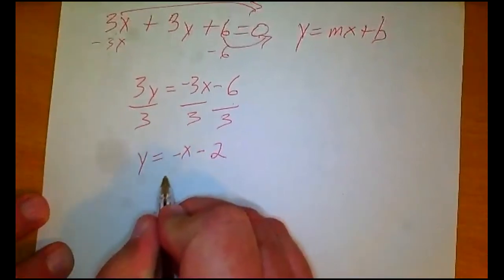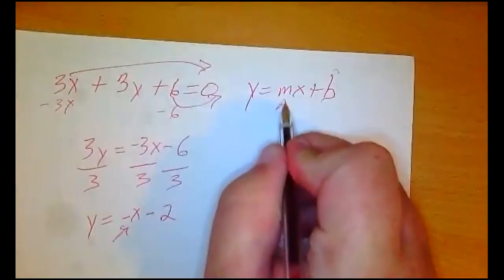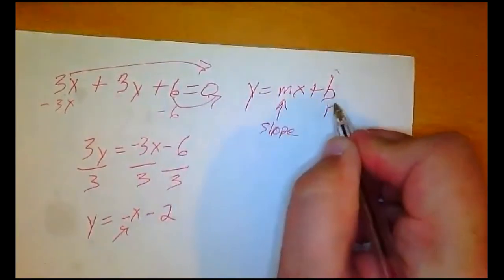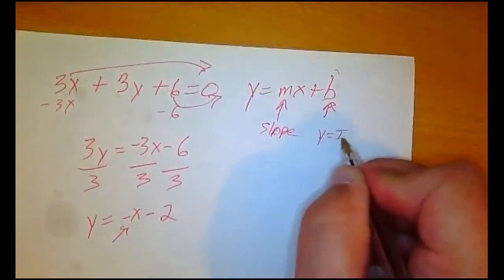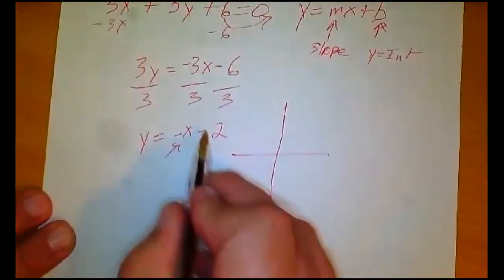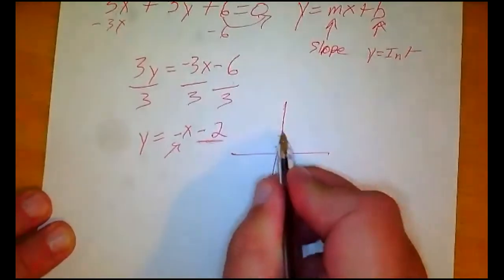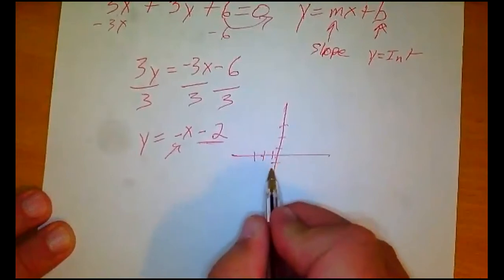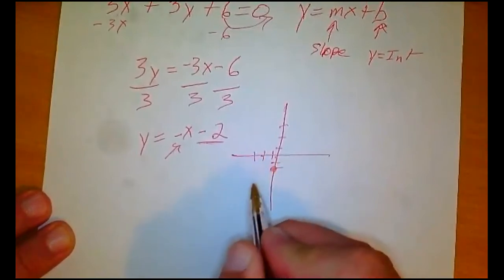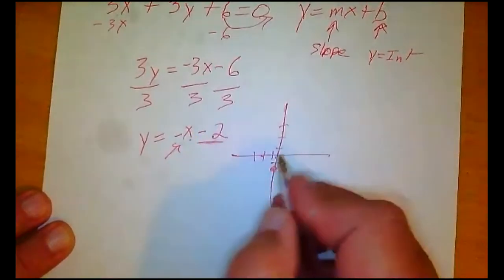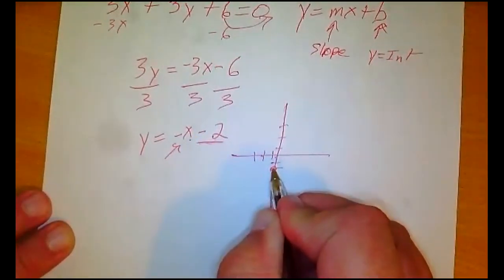So now again, I'm looking at my mx plus b, right? This is the slope. And this is the y-intercept. So if I look back at this problem and I draw my little graph, I can see right here, I'm going to go 0, and then I'm going to come over to negative 2, right? Because when x is 0, y is going to be negative 2. So here's my first point.